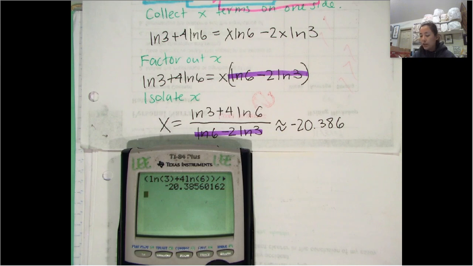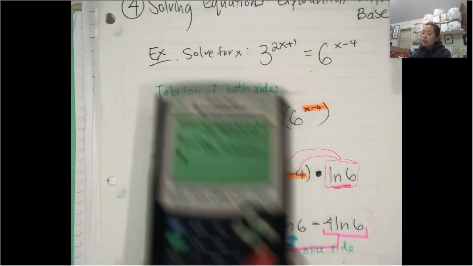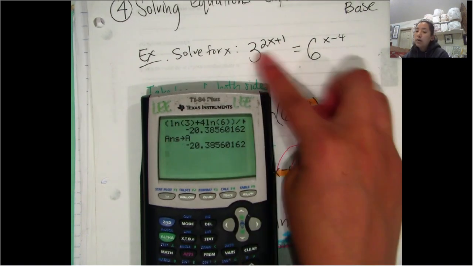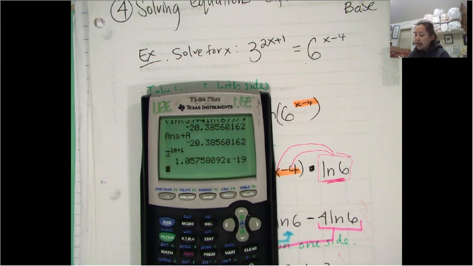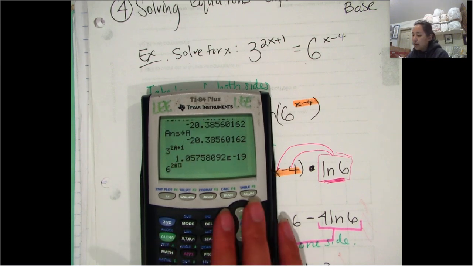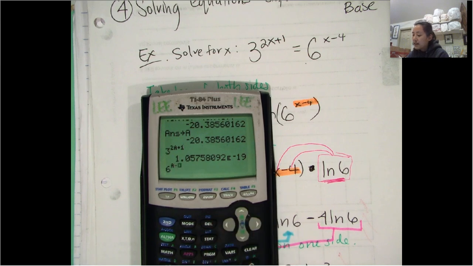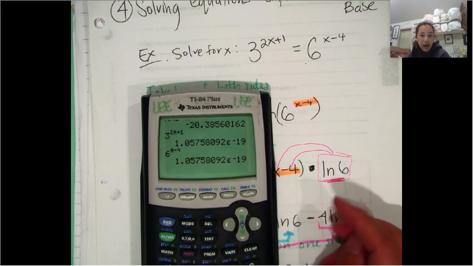So what I'm going to do is store this into a letter, so A, because, you know, first letter, why not? And then I'm going to type this out using A. So 3 to the power of 2A plus 1, and we're asking, does that equal 6 to the power of, not 2A, A minus 4. Does that equal? Well, yes, those look like the same number to me.